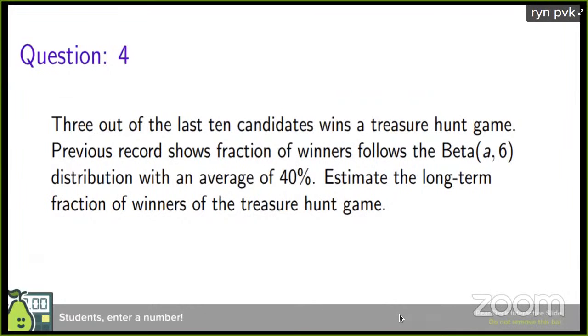3 out of the last 10 candidates win a treasure hunt game. Previous records show the fraction of winners follows a Beta(a, 6) distribution with an average of 40%. Estimate the long-term fraction of winners of the treasure hunt game. Now here I want to ask you 2 questions. You just have to give me the answer. What is, let's say, the population distribution here?